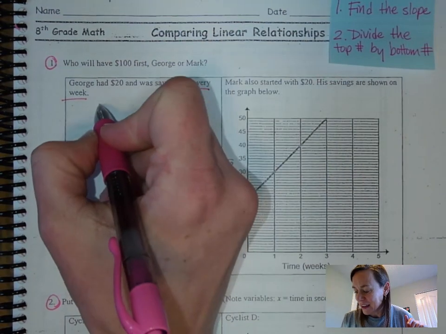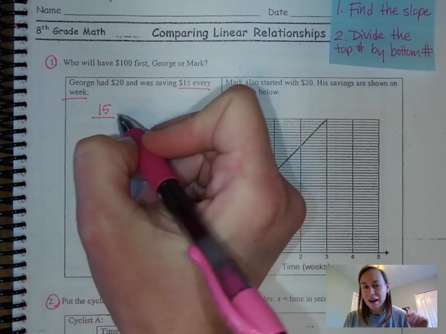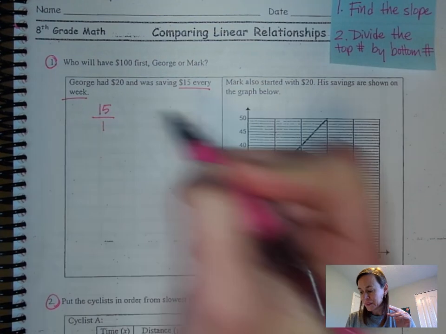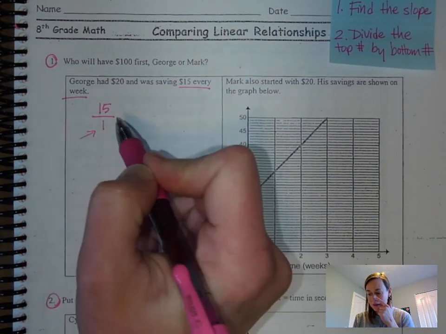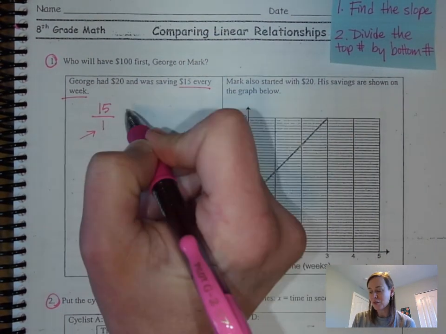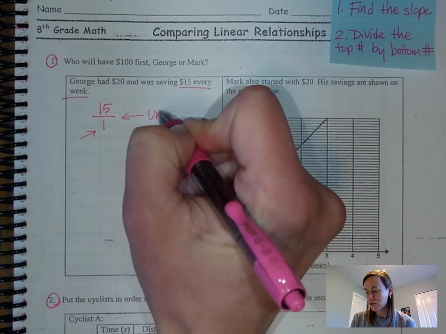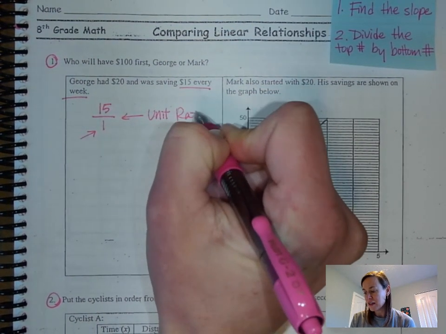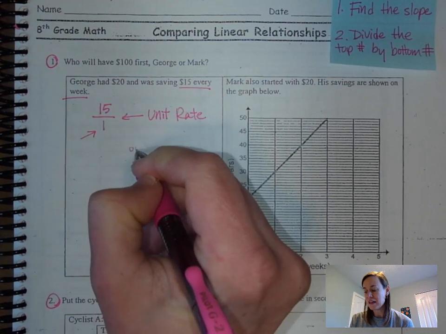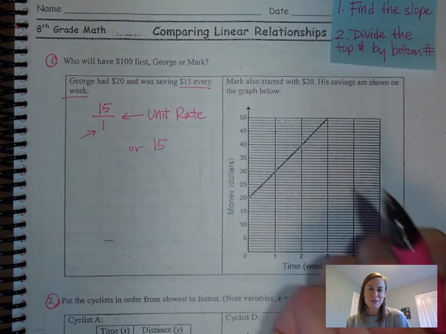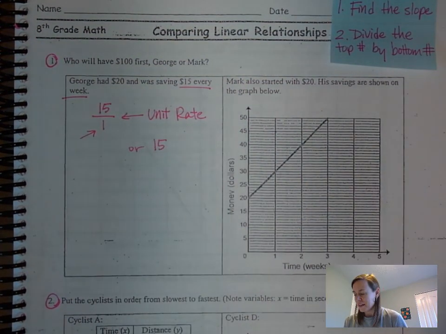So he's gaining $15 per every 1 week. So since we have a 1 on the bottom, this is actually already a unit rate. So this right here is our unit rate. You could say 15 over 1, or you could say 15. Okay, let's see what the unit rate for Mark is.